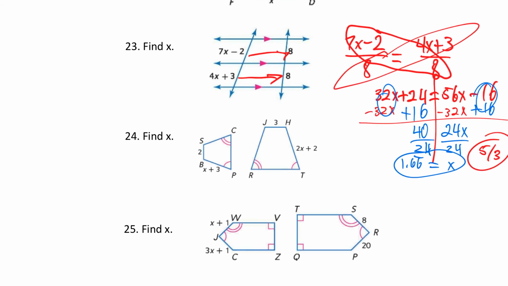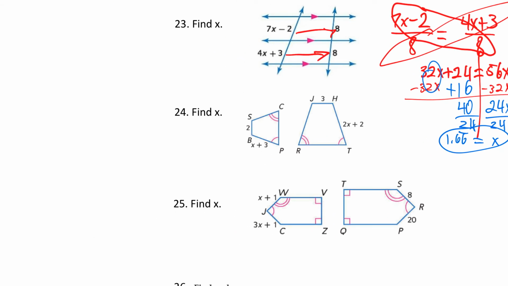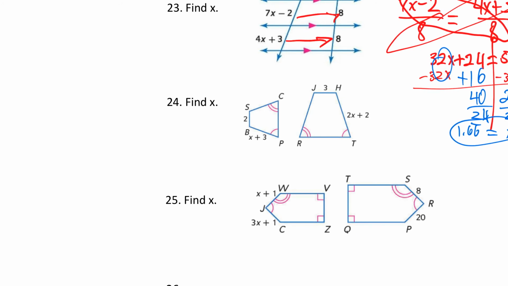Okay, number 24. So we've got to think about what matches up here. So the 2 is going to match up to what? To the 3, and then obviously this x plus 3 is going to match up here. So I'm going to do it like this. 2 is to 3. These are similar. They're not congruent. So I can set this up proportionally. So 2 is to 3 as x plus 3 is to 2x plus 2.